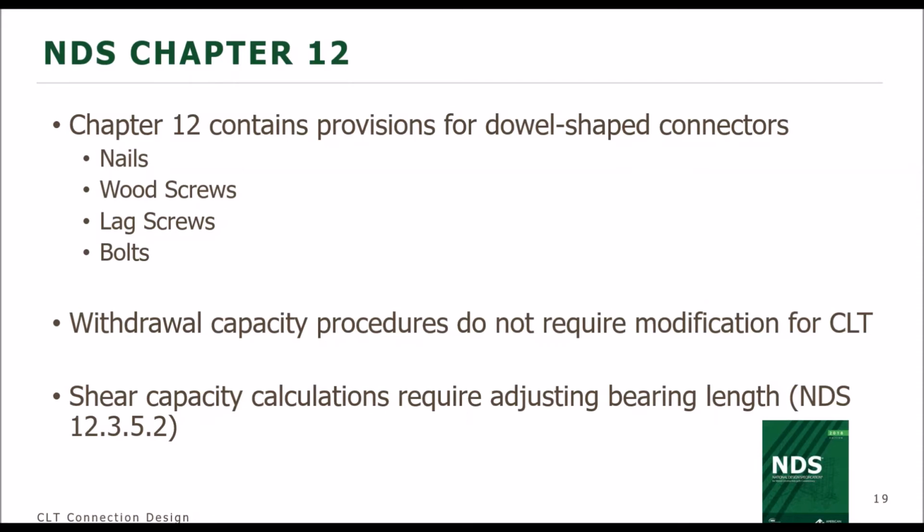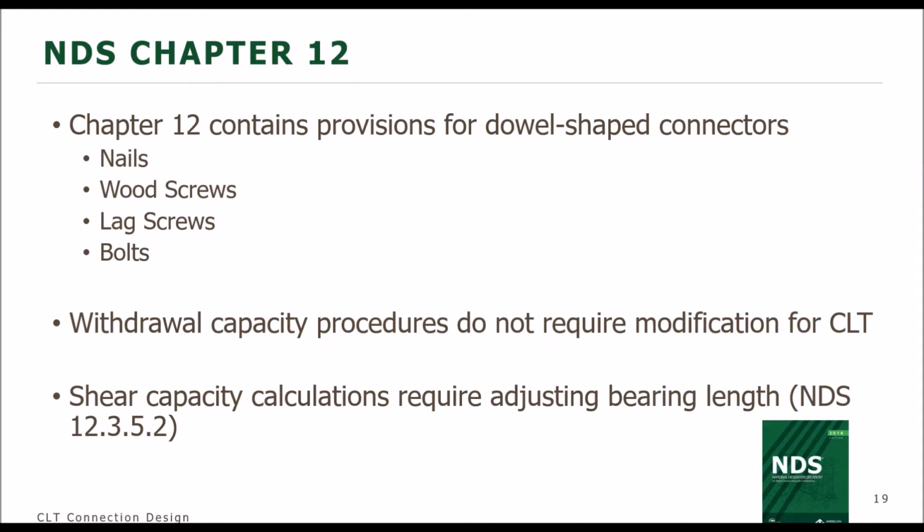Now, when we're dealing with withdrawal loads in CLT, the procedure for calculating the withdrawal capacity doesn't require any special modification when we're doing a CLT panel. So if you've done one withdrawal design, you've done them all. They're going to be the same whether it's a nail in a piece of solid sawn lumber or CLT; the same equations would be used. The procedures don't require modification.